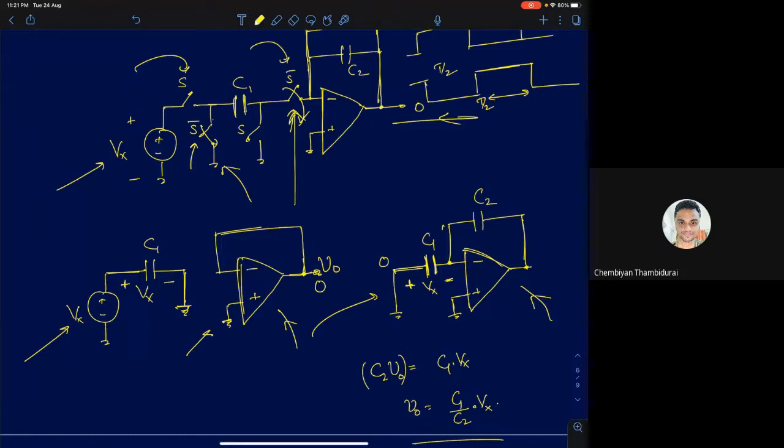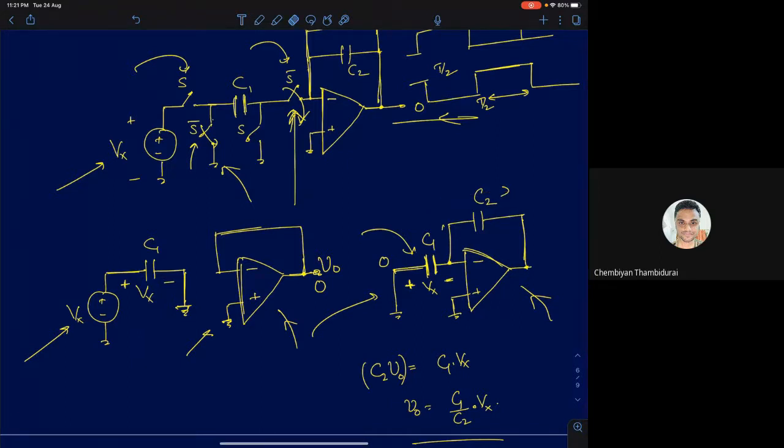So what will happen to the charge in this capacitance C1? It has to go to 0, right? The op amp is trying to make it go to 0. So where will that charge go? That charge has only one path, right? It has to go through C2.